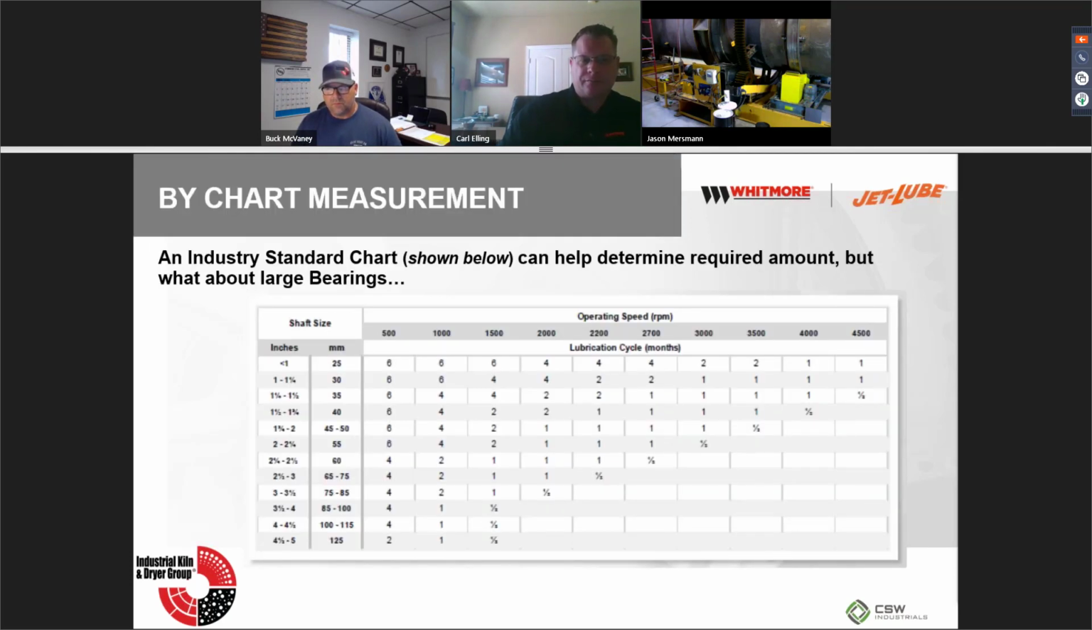So there's an industry standard chart. It's real simple. Look at the operating speeds as far as the RPM, and then you measure the shaft size. This chart's pretty nice because they give you not only inches right over here, but they also give you the millimeters. So if you're working with metric, it's a quick reference guide. And then here's your operating speeds as far as your shaft. So 1500 RPMs, and then the shaft sizes of 2 come all the way down here. You only need to lubricate that every 2 months, not much. So that tells you how often.